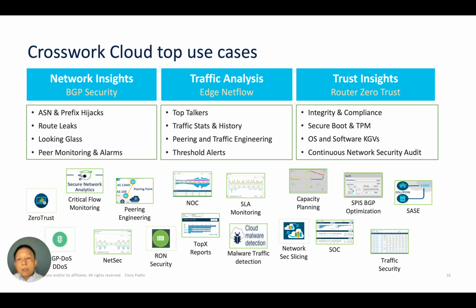And if you're on the network operations side, you probably look at looking glasses quite often. You have to open up different browsers and check information. So this is time consuming if you have to open up different browsers to figure things out. Within Crosswork Cloud Network Insights, we have hundreds of these. So again, you can go in there and have a look, and it's in one single pane of glass. And of course, peer monitoring and alarms. You want to make sure that your connectivity is up. You want to monitor those things, see if there's any hiccup. So these are the top use cases for Crosswork Cloud Network Insights, right?